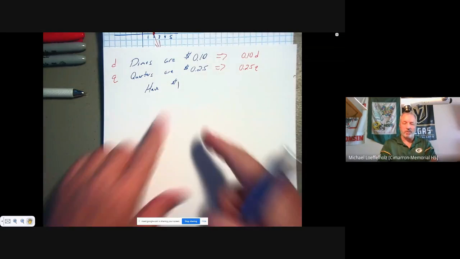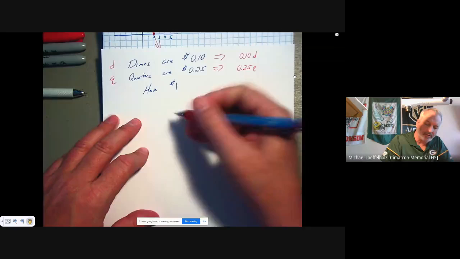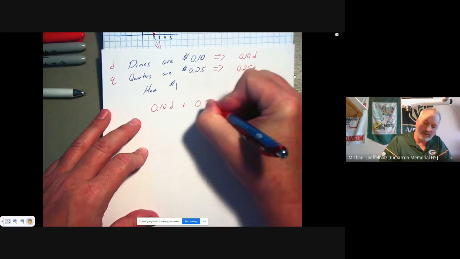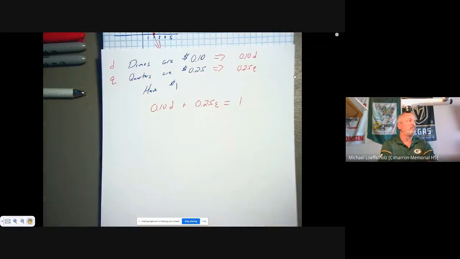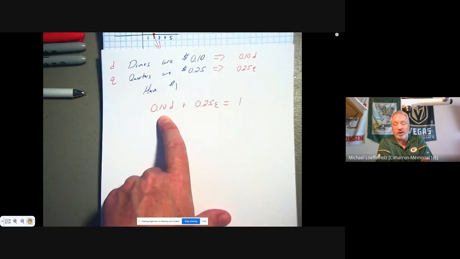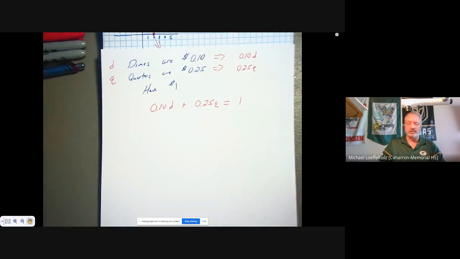All right. And then our total money is $1. So what we do is just take these two, add them up, make $1. So 0.10D plus 0.25Q equals 1. Pretty easy, simple equation. Now, yes, it has decimals, but you know quarters and you know dimes. You know how many quarters go into $1. You know how many dimes go into $1, right?